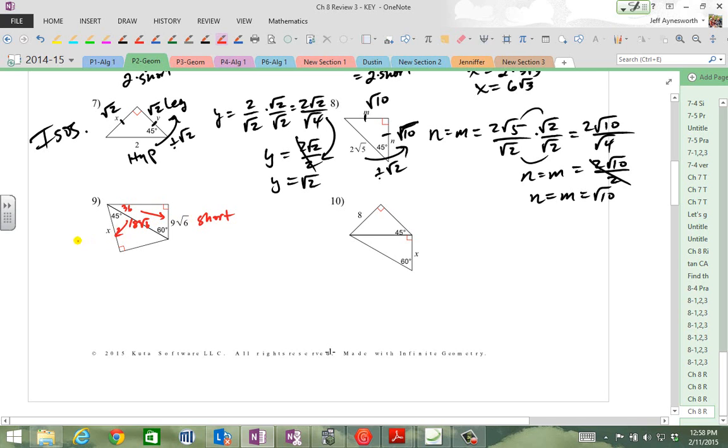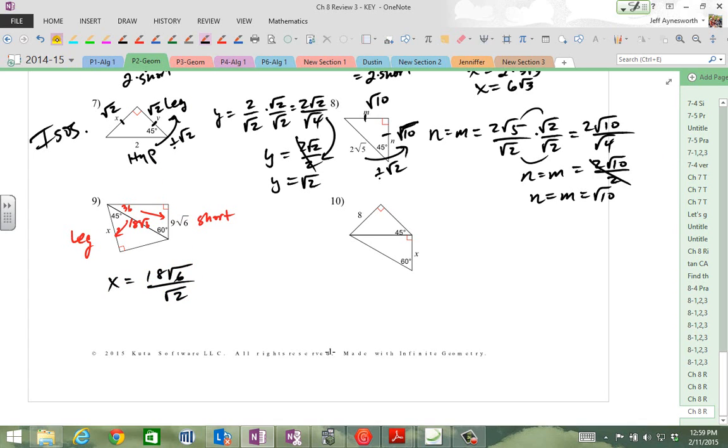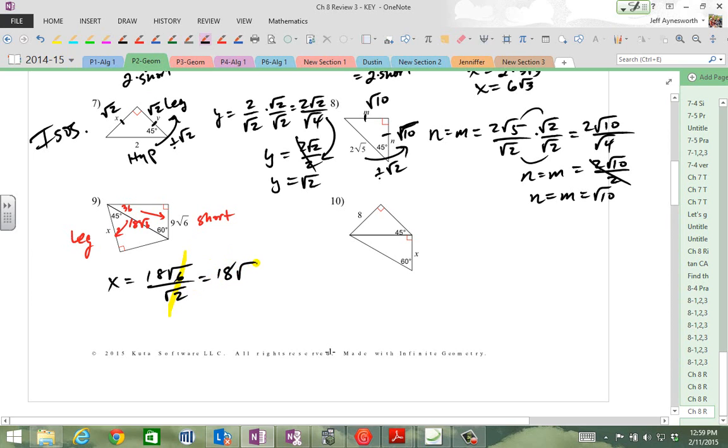Now, to get from hypotenuse to the leg on the 45, 45, 90, I would divide it by root 2. So x should be equal to 18 root 6 divided by root 2. Now you're allowed to divide roots. A root divided by a root is a root. So this is 18 times, let me see, 6 divided by 2 is 3, so times root 3. Divide and simplify the roots. I'm talking about right here, okay?